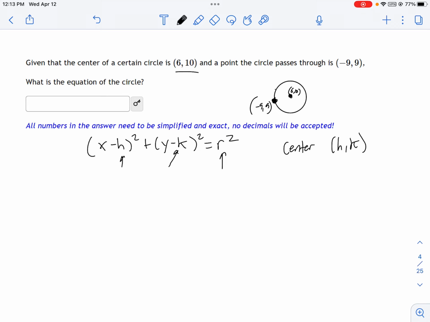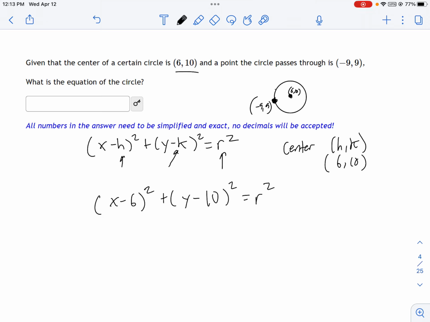There you have it. So that means that our center is (6, 10), which means that h is 6 and k is 10. So right then and there we have (x - 6)² + (y - 10)² = r². Bam. Now we just have to use the point the circle passes through.